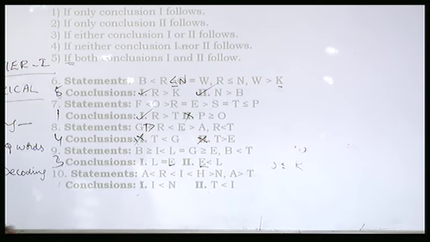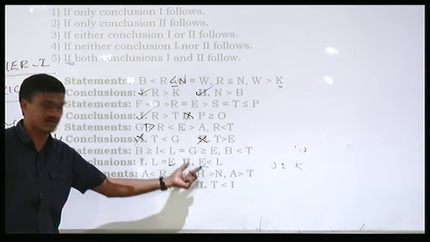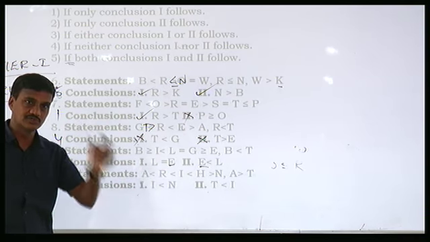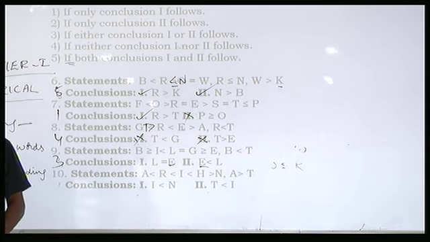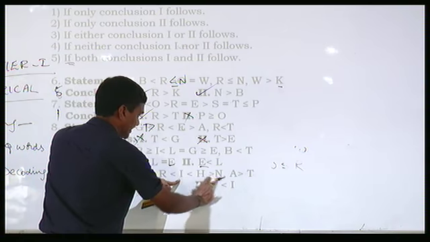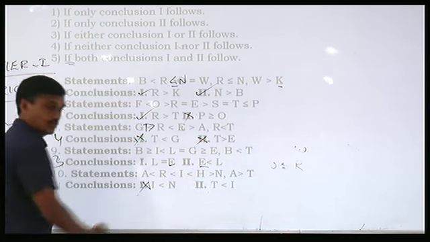Clear? Whenever the conclusion is regarding only 2 elements, we should always check for the either or case. Next one. I and N. I is here, N is here. This is lesser than, greater than, ruled out.